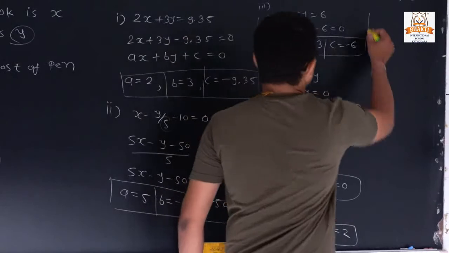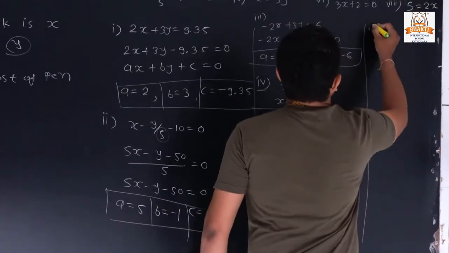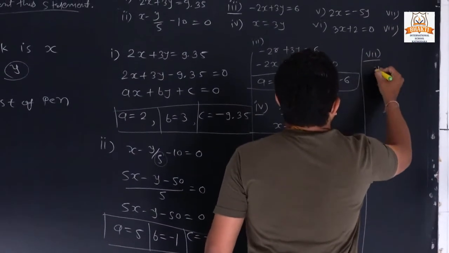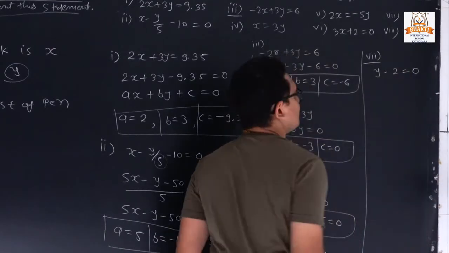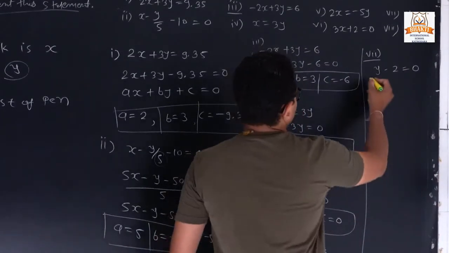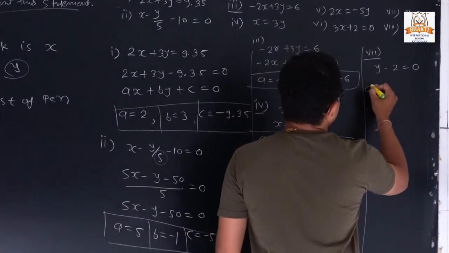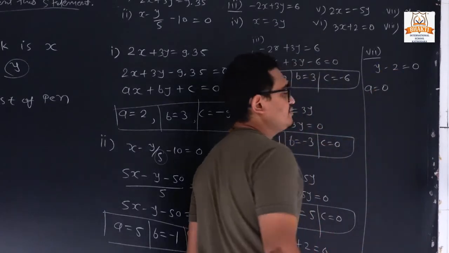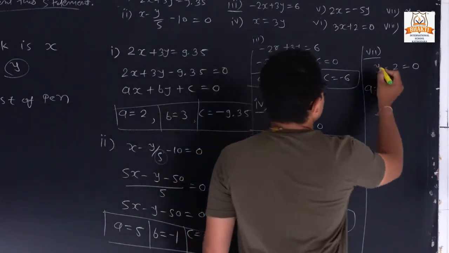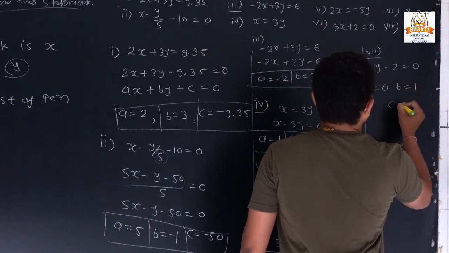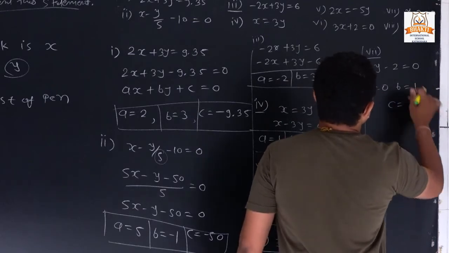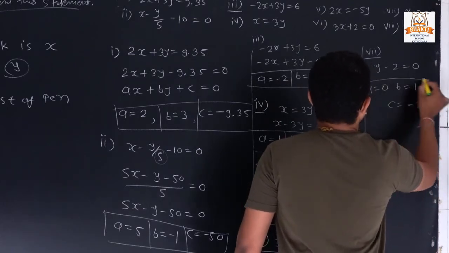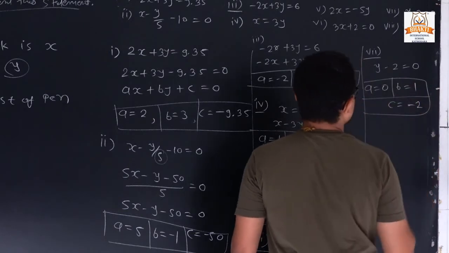Now last 2. Question number 7. y minus 2, it is also in standard form. So now we will match with our standard form. So a is equal to 0, because the x term is missing. b is equal to 1, and c is equal to minus 2. Clear? c is equal to minus 2.